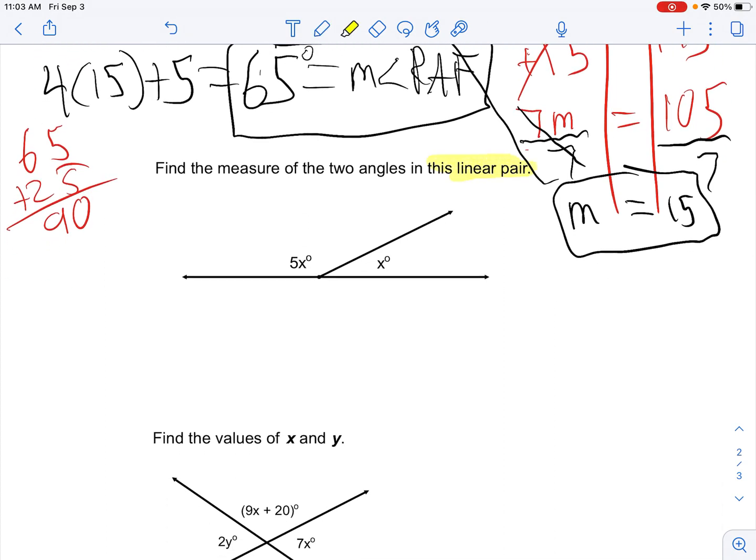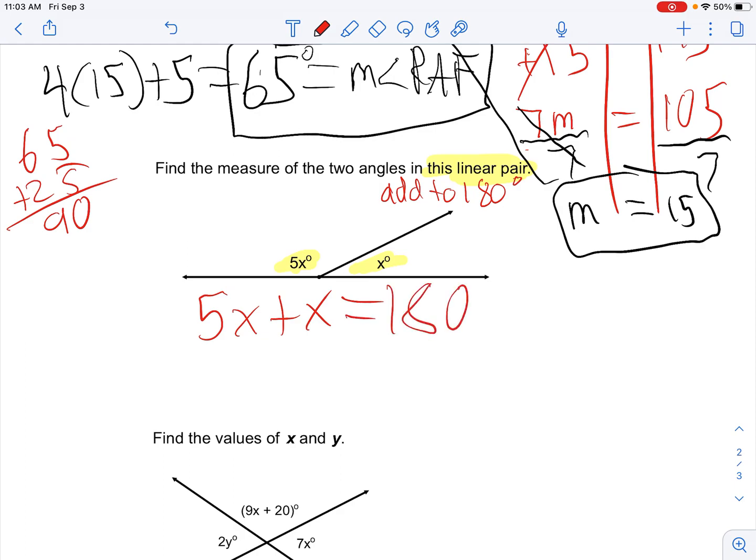So again, linear pair, that's the key word. We know that linear pairs add to 180 degrees. The sum is 180 degrees. So let's take this one. We don't know a whole lot. We know 5x and we know x. So 5x plus x, little angle plus little angle equals big angle.